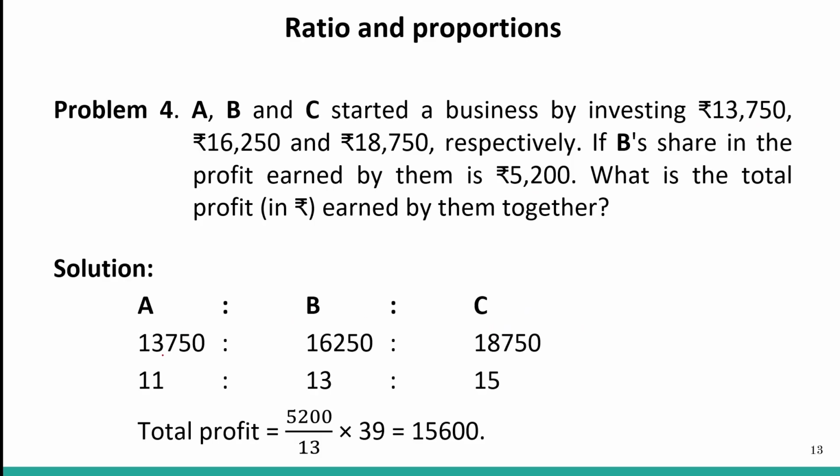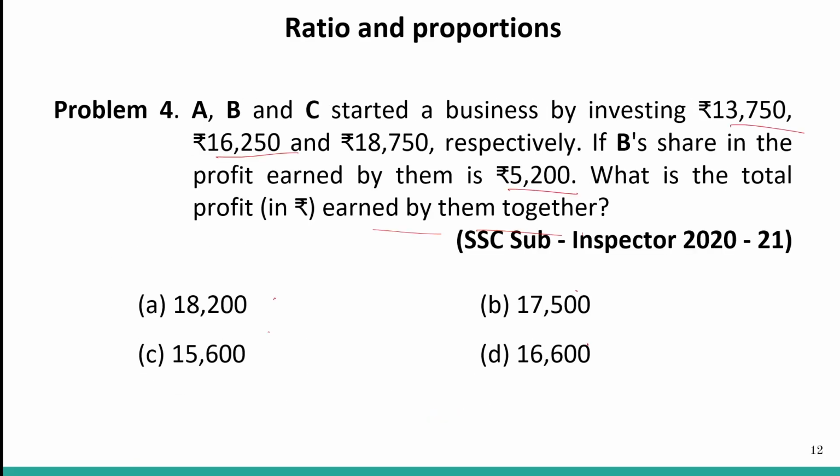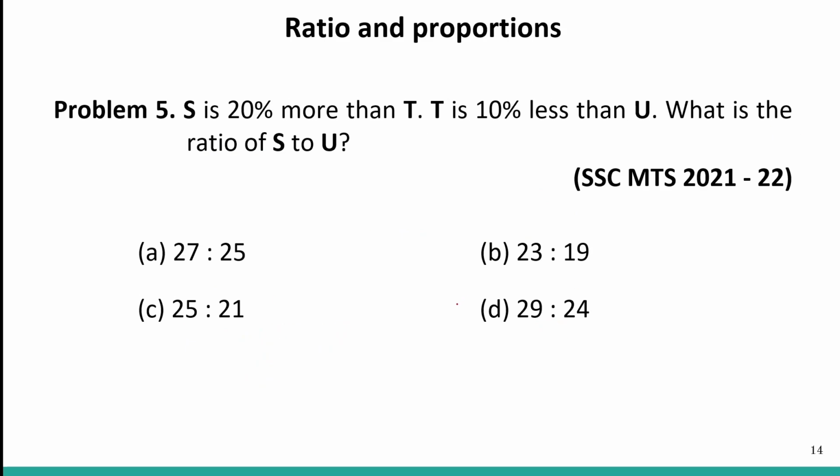So for A, 13,750. So the ratio is 11 is to 13 is to 15, as B is equal to 16,250 and C is 18,750. So the total profit will be 5,200 by 13 into 39. So it will be 15,600. Okay, so 15,600 is the correct option. So this is incorrect, incorrect, incorrect. The only correct option is this. So let's see problem number 5.